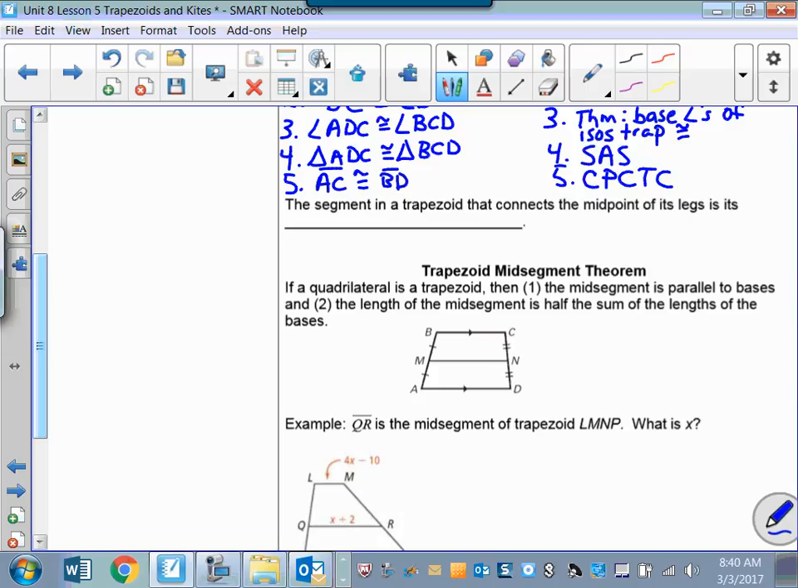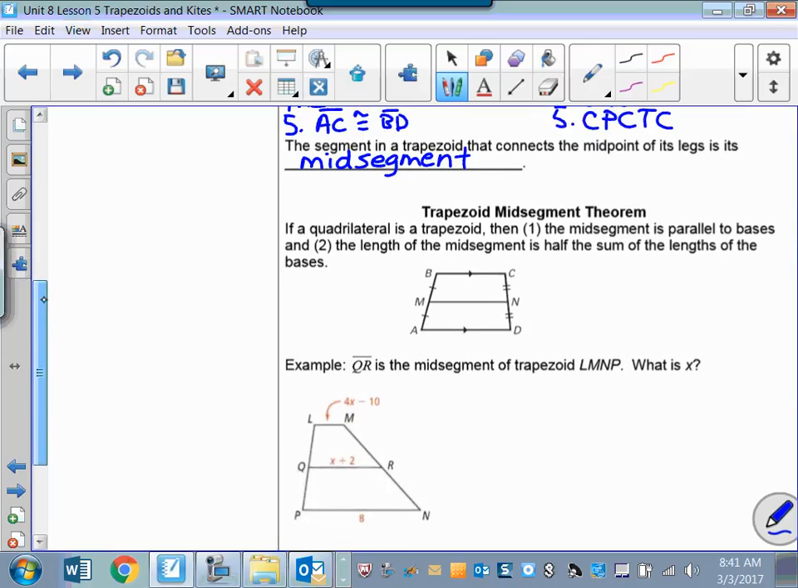Okay, now we have a segment. The segment in a trapezoid that connects the midpoint of its legs is called its midsegment. And if you remember, we had a midsegment of a triangle too, and it did the same thing. It connected the midpoints of two sides of a triangle. So a trapezoid has a midsegment too, and we have a theorem here about the midsegment.